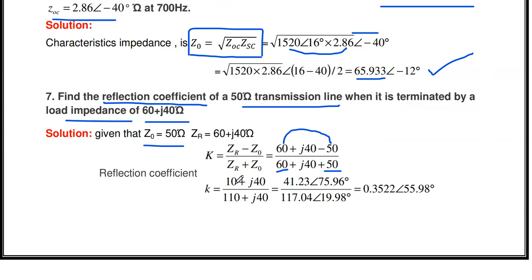Converting 10 plus J40 into polar, we get 41.23 with angle 75.96. Converting 110 plus J40 into polar, we get 117.04 with angle 19.98. Then we have to divide the two. 41.23 divided by 117 gives 0.3522. In division, the angles are subtracted, so we get 55.98 degrees. So this is the reflection coefficient.